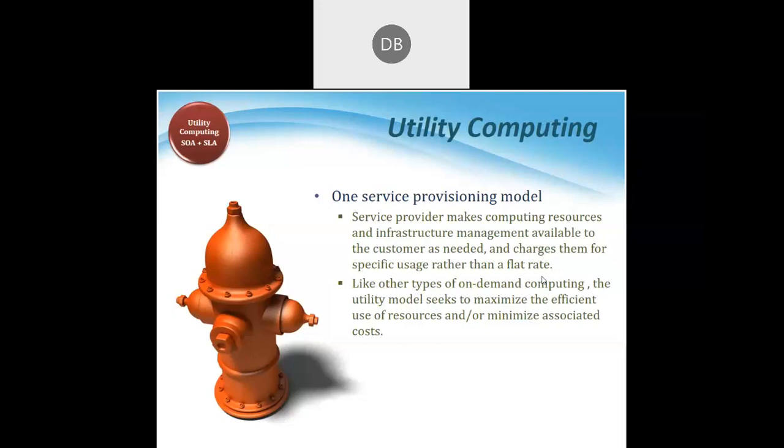We will go into detail about the properties and characteristics of cloud computing.